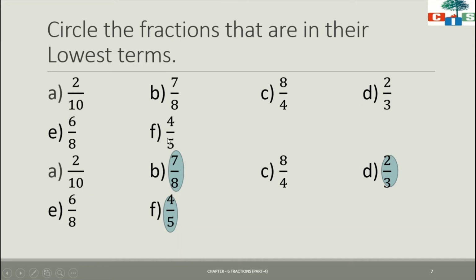Now we'll come to the next fraction, that is 4 upon 5. Now scholars, we can see that we don't have any common factor between 4 and 5. It means that it is in its lowest form. We cannot divide 4 upon 5 further. So which fractions will you circle? B, that is 7 upon 8, D, that is 2 upon 3, and F, that is 4 upon 5, because these fractions are in their lowest form. We cannot divide them further, and they don't have any common factor other than 1.